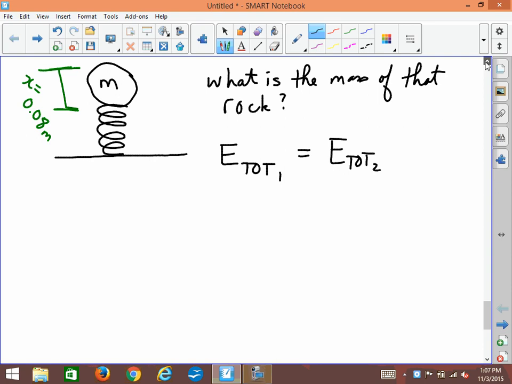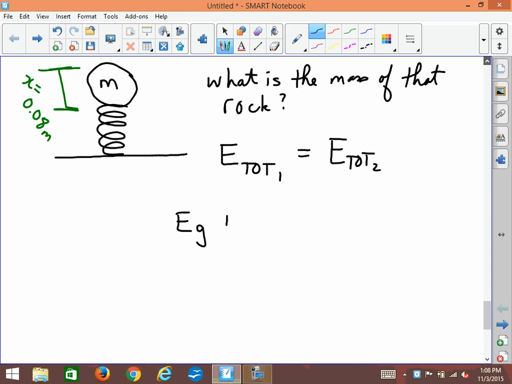What we had was a rock that moved through a displacement of 0.08, right? It went from one height and it dropped. So we could think about the total energy of the rock being mgh, Eg, right? There was some Eg.